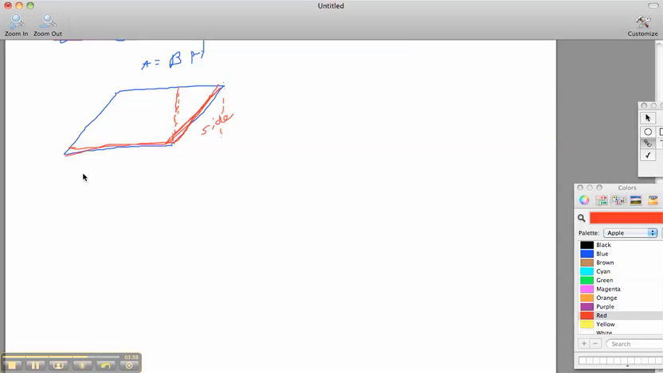Okay? So in this parallelogram, let's say the bottom is 6, let's say the side is 5, and the height is 4. Alright? Now to find the area of this parallelogram, the area equals the base, which is 6, okay, times the height, right here, which is 4, and that's going to be 24 units squared.